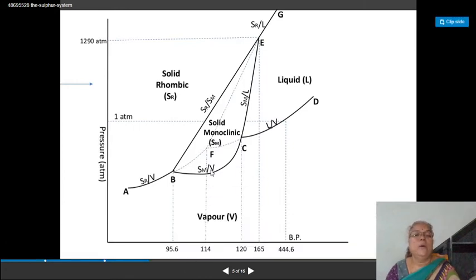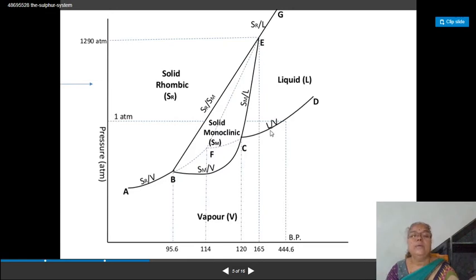Okay. Then we will see the curves. Here this AB curve. Along AB curve we have two phases in equilibrium. Here sulfur rhombic is in equilibrium with sulfur vapor, and by application of phase rule, this is the sublimation curve of rhombic sulfur, and we have the degree of freedom as 1. Then along this curve BC, monoclinic sulfur is in equilibrium with sulfur vapor. Again this curve is univariant, or degree of freedom is 1. Then along this curve CD, two phases are in equilibrium. Here sulfur liquid is in equilibrium with sulfur vapor.